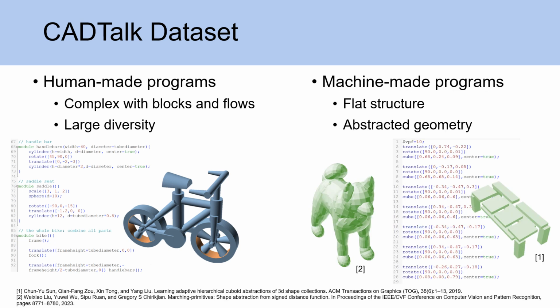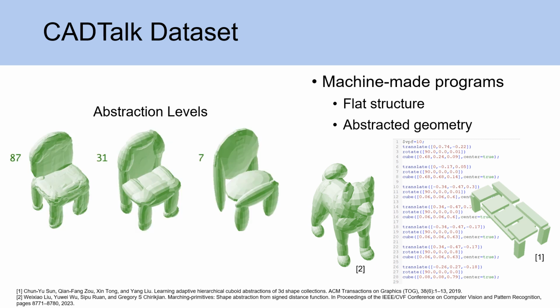The second source is machine-made programs like the dog and desk here. Such programs are usually simple with fewer instructions and a flat structure without meaningful code blocks, and they are usually abstracted, making them a problem to reason about in the visual domain. The abstraction level can be controlled by tuning hyperparameters, exhibiting large variation. We have selected the airplane, chair, table, and animal categories for machine-made programs.